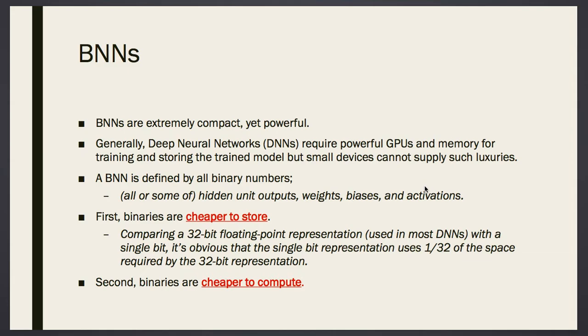And in computation, since you are using bitwise operations, which are usually a single cycle in CPUs and GPUs, instead of floating point operations, which are usually tens of cycles, you are getting many efficiency in computation as well. So they are cheaper to compute, they are cheaper to store. That's why we have to learn how to use them.